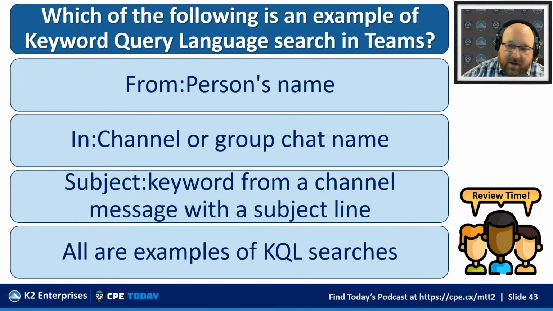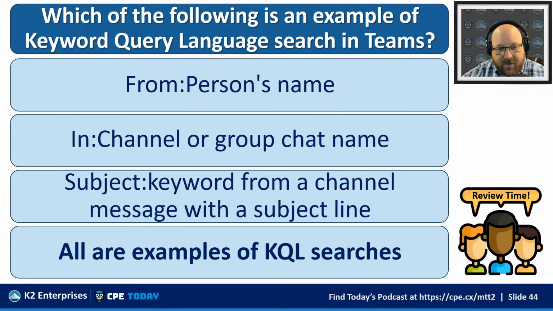Okay, so I talked about one here, and so you could use that from person's name. So if you wanted to search for a specific person, you can do that pretty easily. You can also search in specific things. So if you wanted to search in a channel, in a group, you can use the in colon and search just within that specific thing if you wanted to in that specific channel or group. You could also search for a specific subject line using the subject colon, and that will find that specific subject that you're looking for. So that'll work as well. So the correct answer here is all of the above are examples of KQL searches.